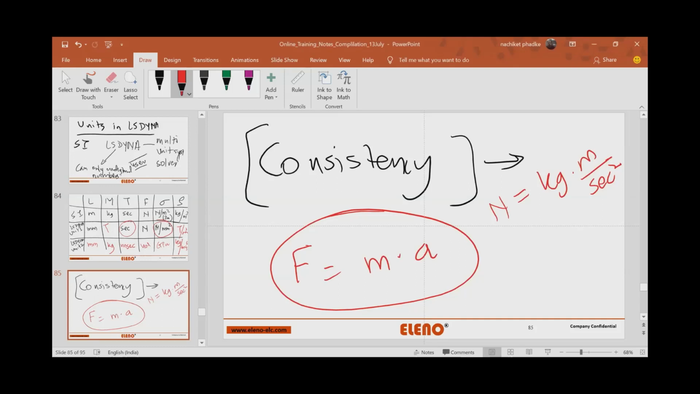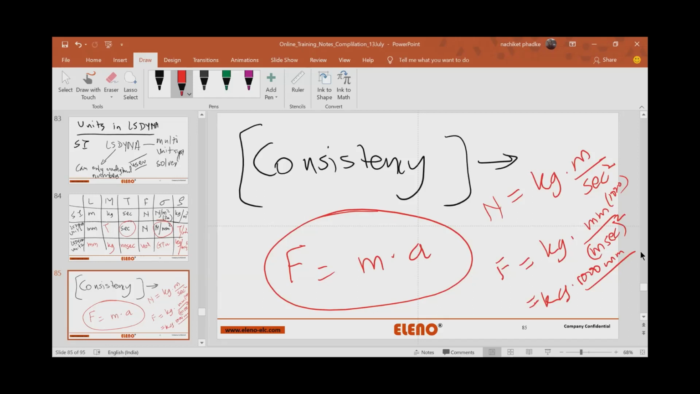And now if I want to convert everything, like I want to find out force, I will write it as force is equal to kilogram multiplied by meter. It will get converted to millimeter, so I'm multiplying it by 1000. And second gets converted to millisecond, so I'm doing millisecond square. Am I right? So kilogram, 1000 millimeter divided by millisecond square. So millisecond square will be, again, 1000 square.